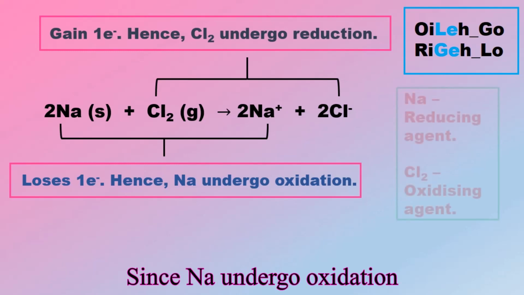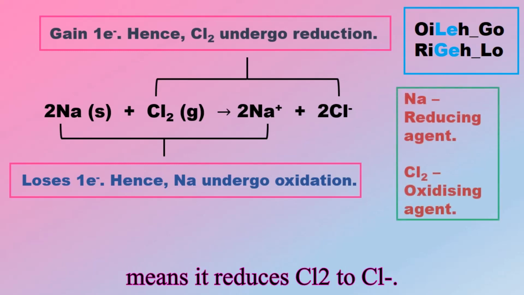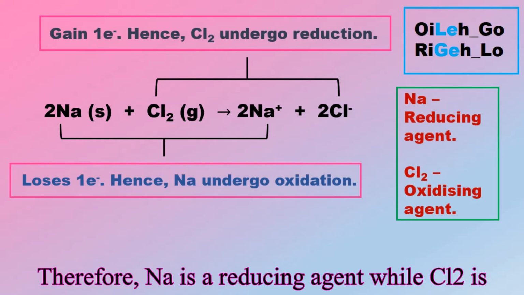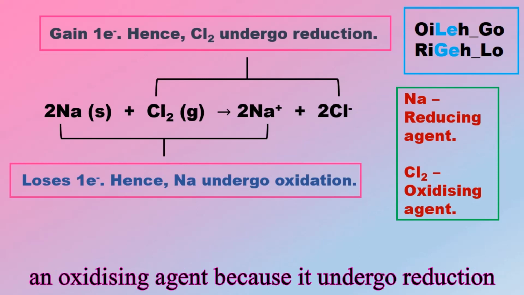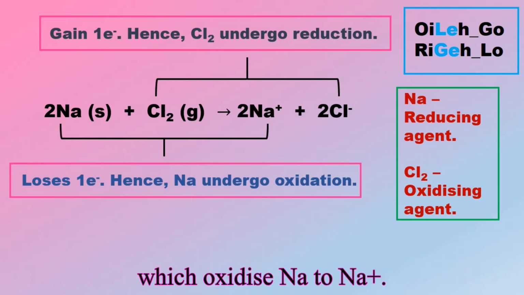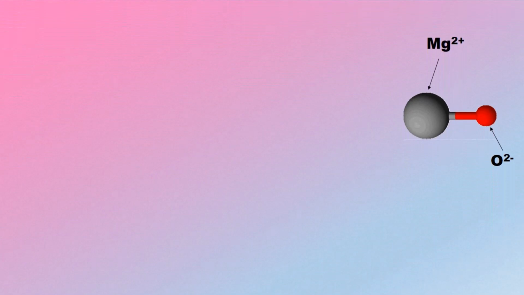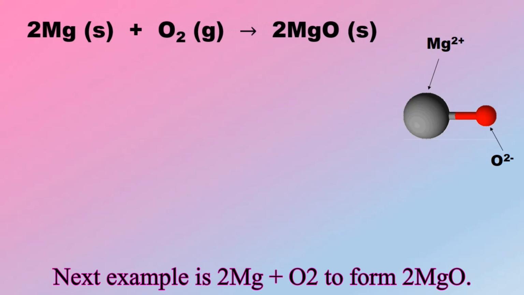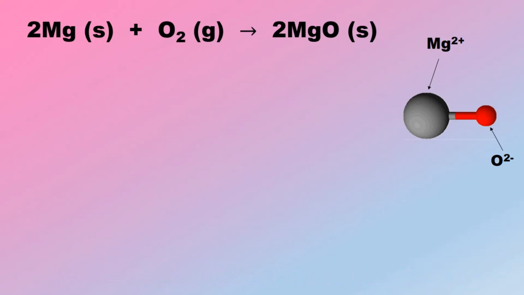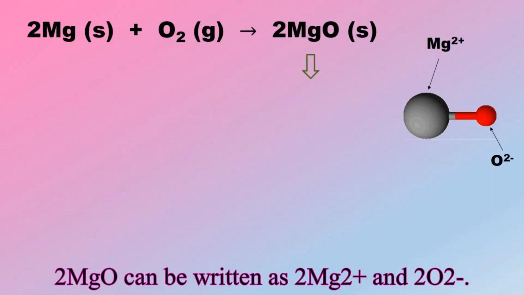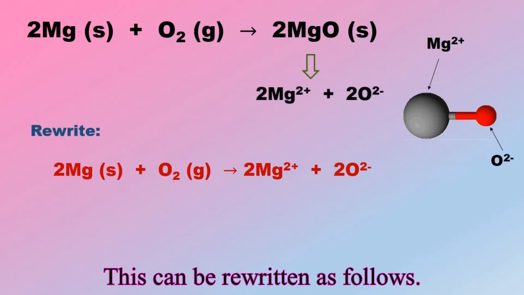Since Na undergo oxidation, means it reduces Cl2 to Cl-. Therefore, Na is a reducing agent, while Cl2 is an oxidizing agent because it undergo reduction which oxidizes Na to Na+. Next example is 2Mg plus O2 to form 2MgO. 2MgO can be written as 2Mg2+ and 2O2-. This can be rewritten as follows.